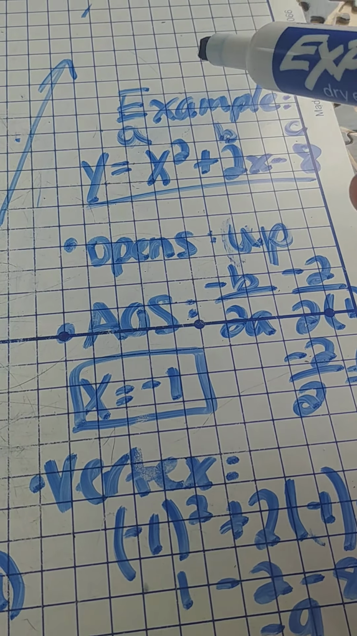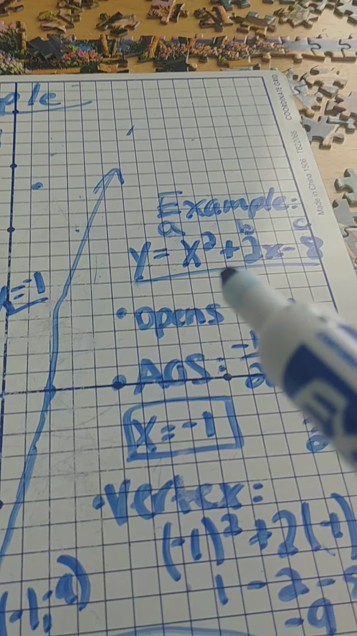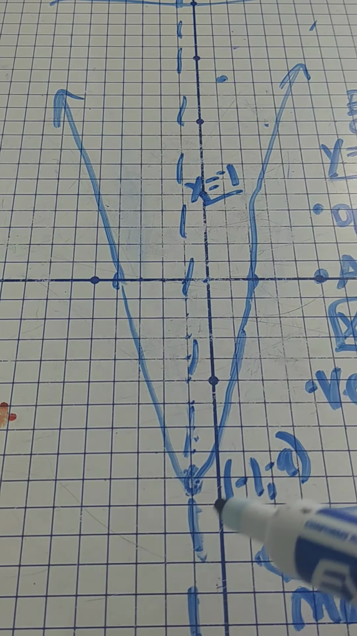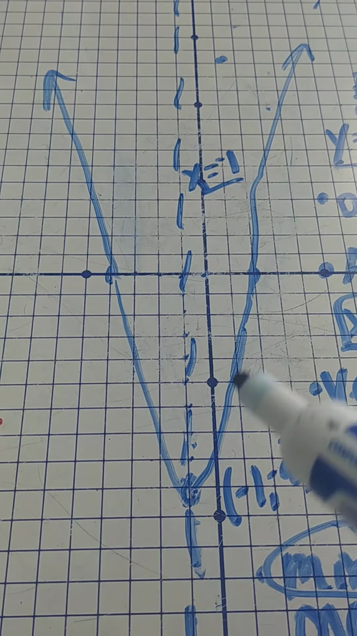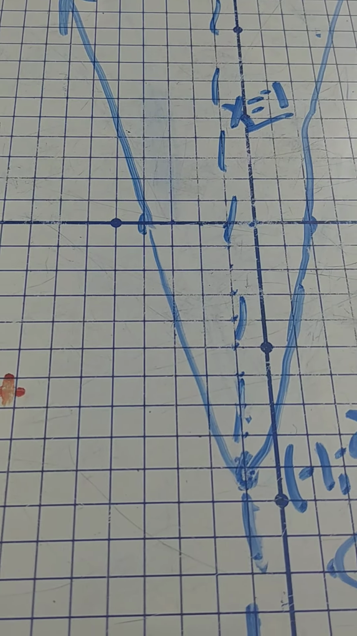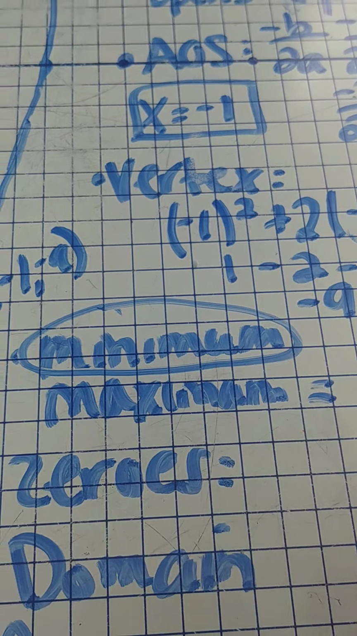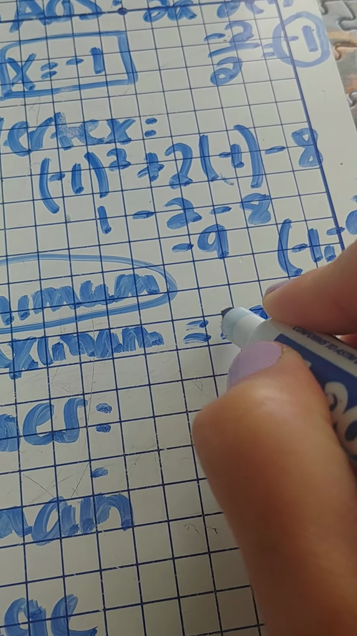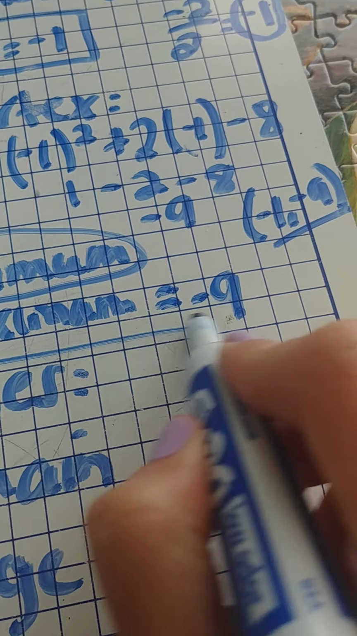If I'm opening up, it means I'm coming down and I have a minimum value at the bottom. If I'm looking at a graph, I can look at it and see my minimum is down here. So I'm going to circle my minimum, and my minimum is going to be my y value, which is negative 9. So I'm going to write that down as my answer.